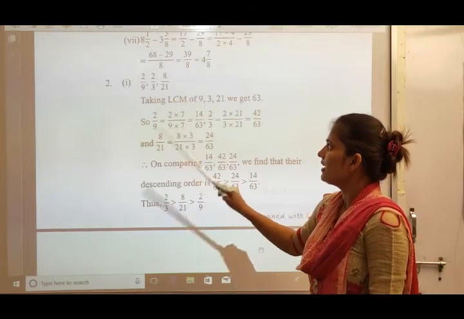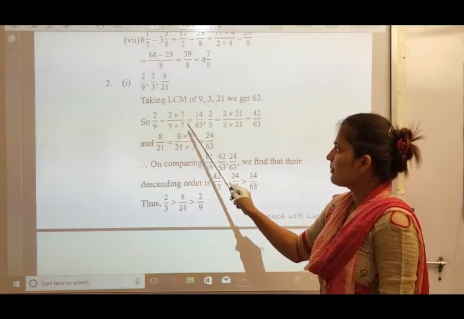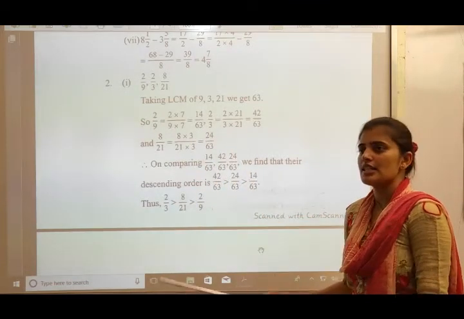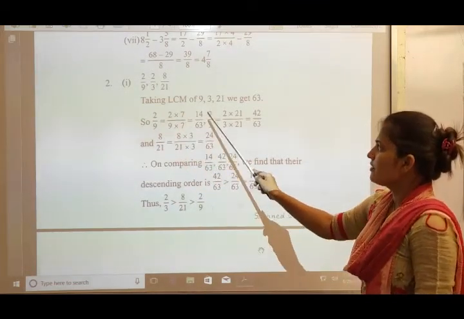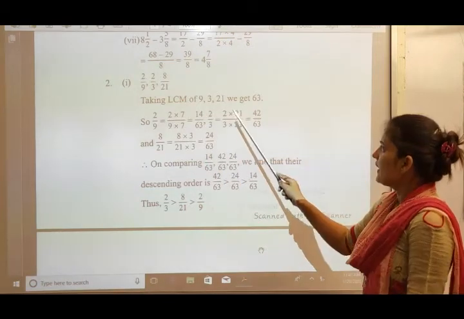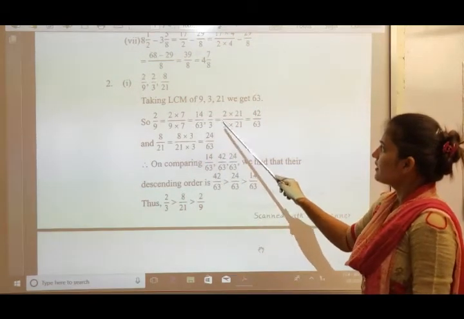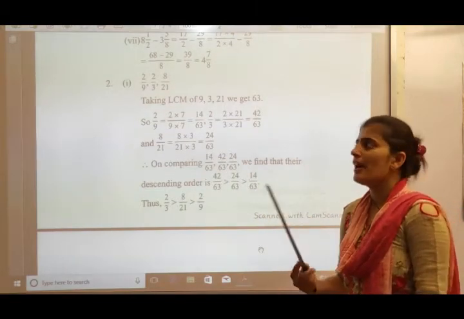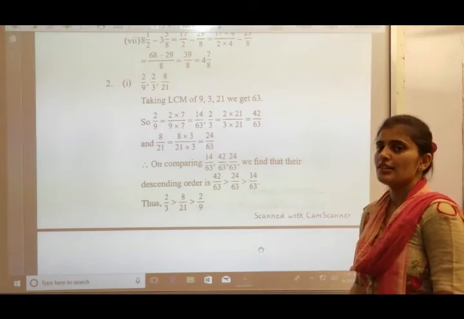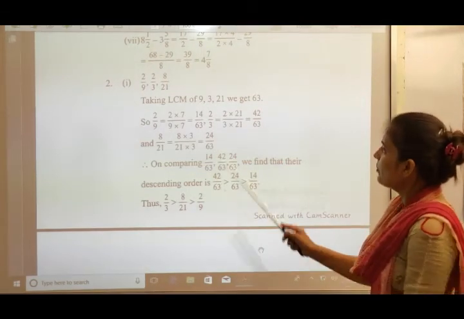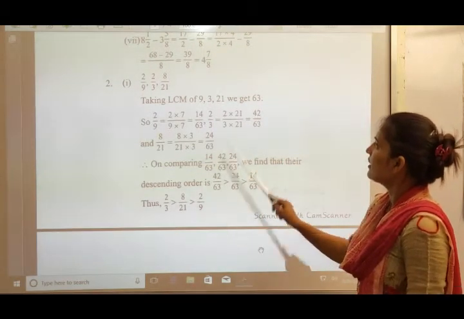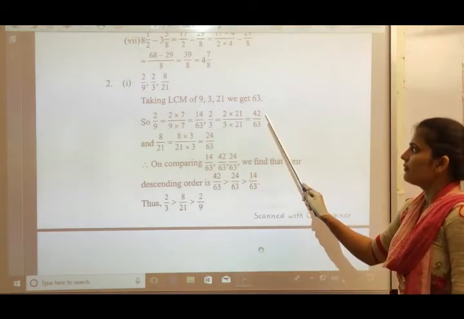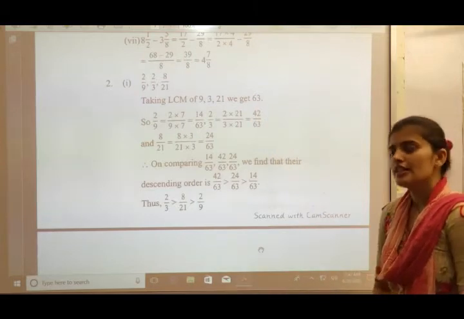So 2 by 9 will be equal to 2 multiplied by 7 over 9 multiplied by 7. 2 7s are 14, 9 7s are 63. So 2 by 9 is equal to 14 by 63. Now 2 by 3: we want 63 as a denominator, so we have to multiply by 21. So 2 multiplied by 21 over 3 multiplied by 21 will be equal to 42 by 63.